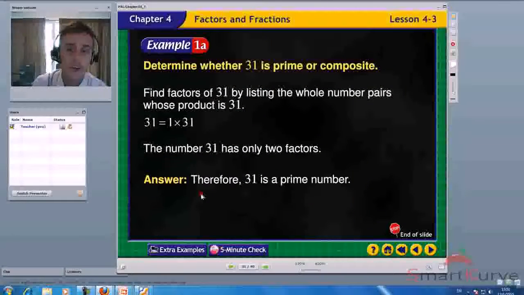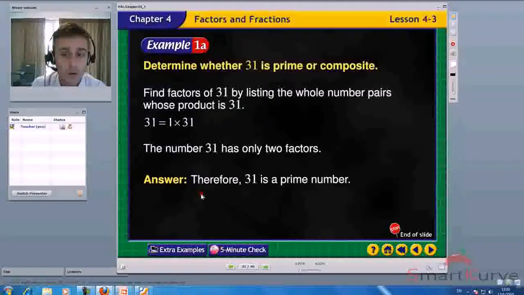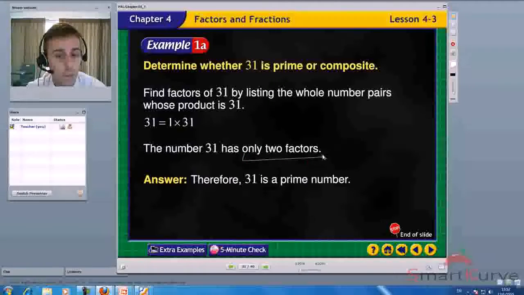Determine whether 31 is prime or composite. Find factors of 31 by listing the whole number pairs whose product is 31. 1 times 31. The number 31 has only 2 factors, 1 and itself. Therefore, 31 is a prime number. If it only has 2 factors, 1 and itself, it is a prime number.